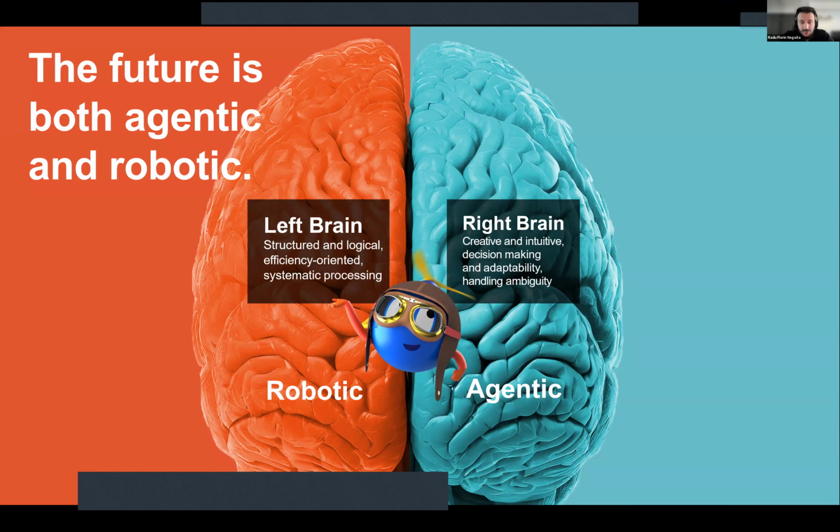This might be a descriptive slide of agentic. We like to consider it as the left brain, the robotic part, which is structured, logical, and efficiency-oriented, processing the mundane tasks, the way we know RPA so far, standardized, and so on. And on the right side, the right part of the brain is the agentic, which is creative, intuitive decision making and handling ambiguity.